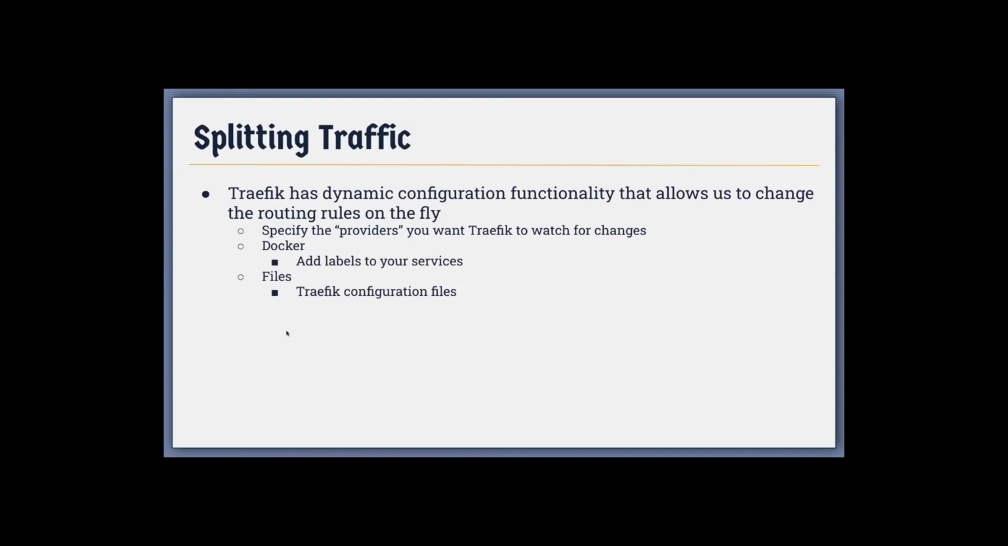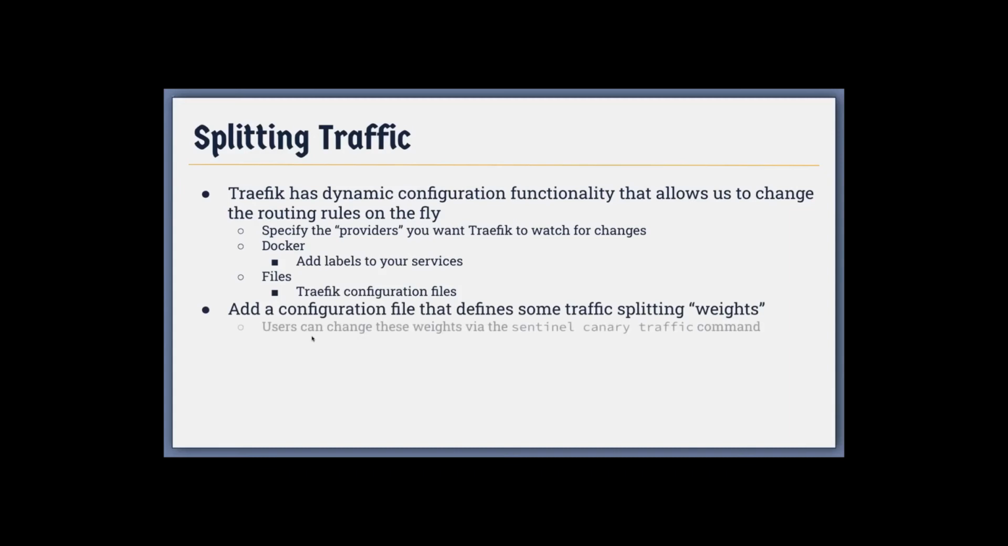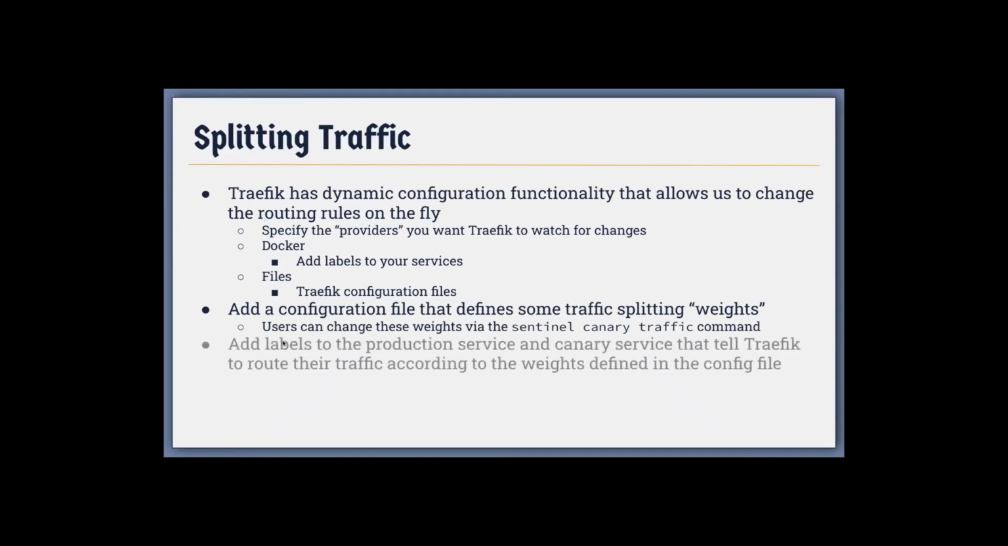So to incorporate the traffic splitting behavior we need for our Canaries, we start by adding a configuration file that defines traffic splitting weights for some given services, in this case, the production and Canary services for a given application. Users can also change these weights while the Canary is running using the Sentinel Canary traffic command. We then add labels to the production and Canary Docker services to tell Traefik to use the traffic splitting weights defined in the config file.